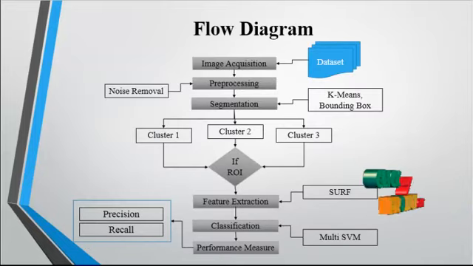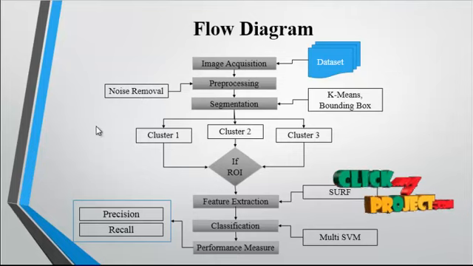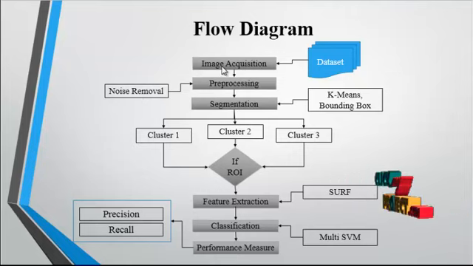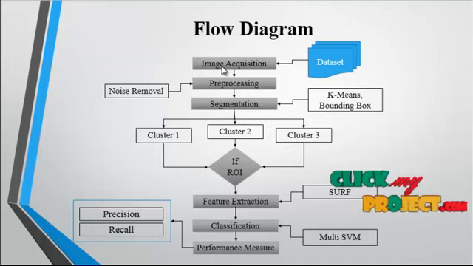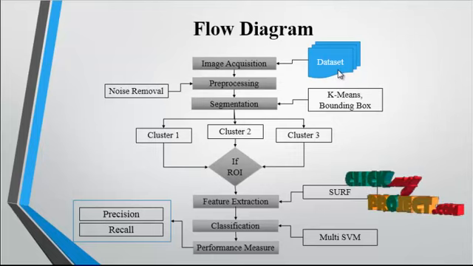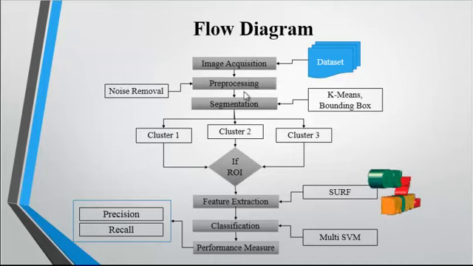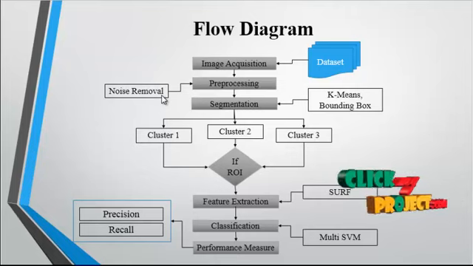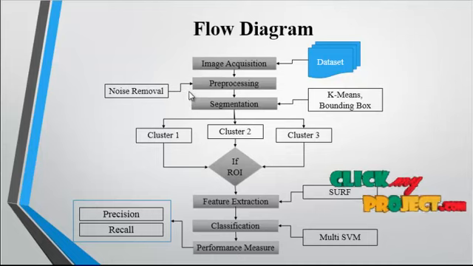Now we are going to discuss the flow diagram for the process. This is the overall flow structure for the process. At first, the image acquisition. Image acquisition is nothing but getting the input image from the dataset. The dataset is the folder which consists of several input images. After getting any one input from the dataset, the pre-processing is carried out. In this pre-processing step, noise removal is done by using suitable filters. After the noise removal, the noise-free image, that is the enhanced image, comes out from the pre-processing.